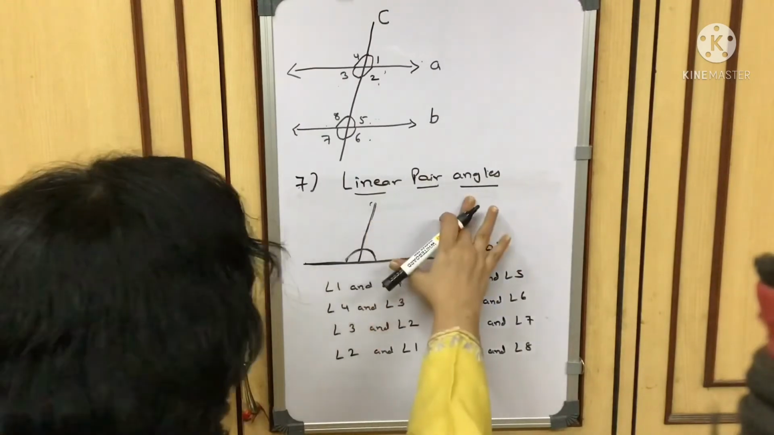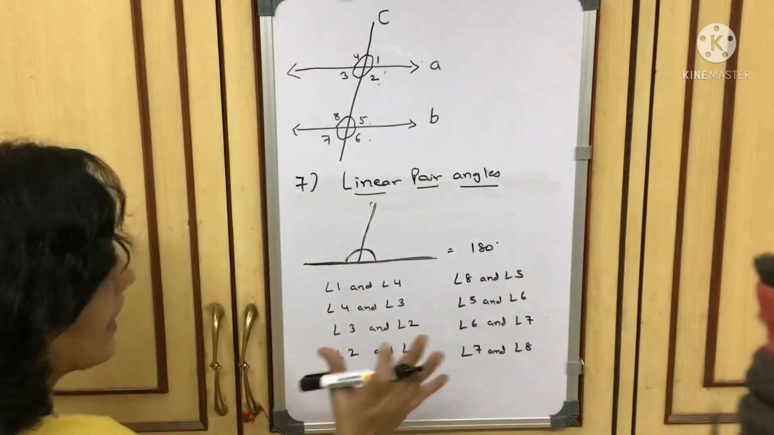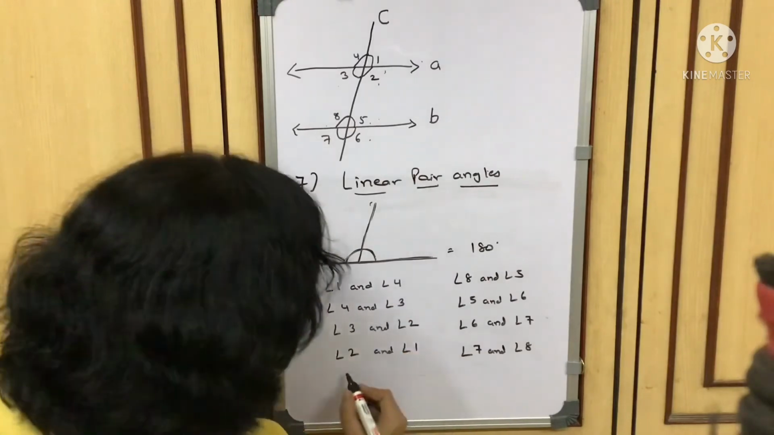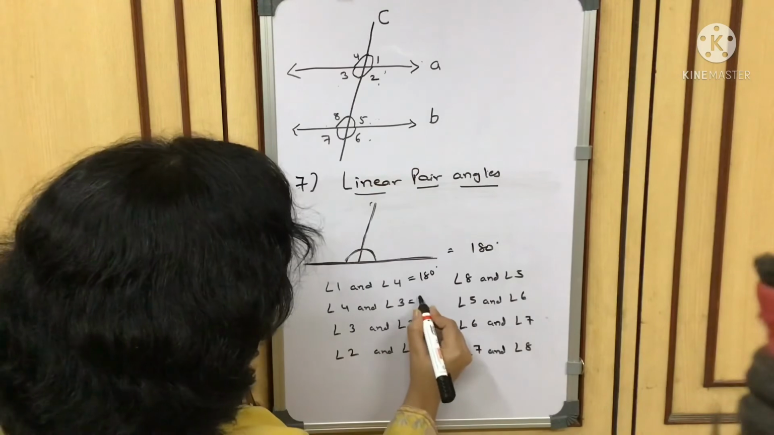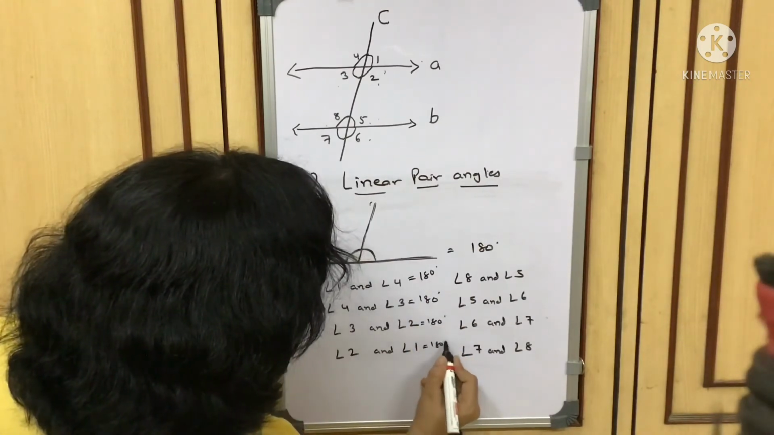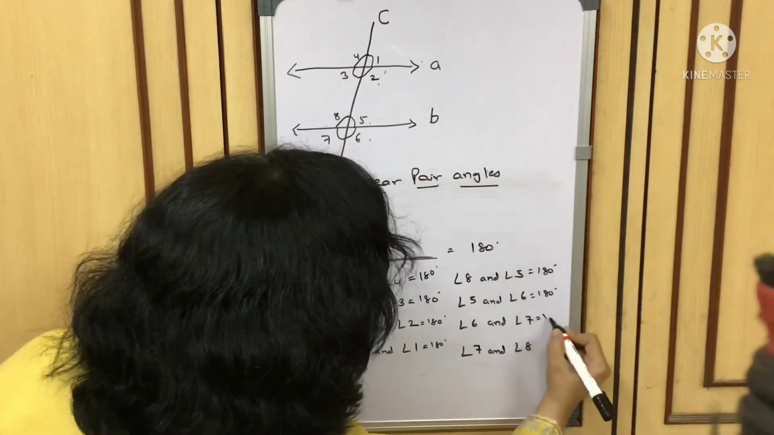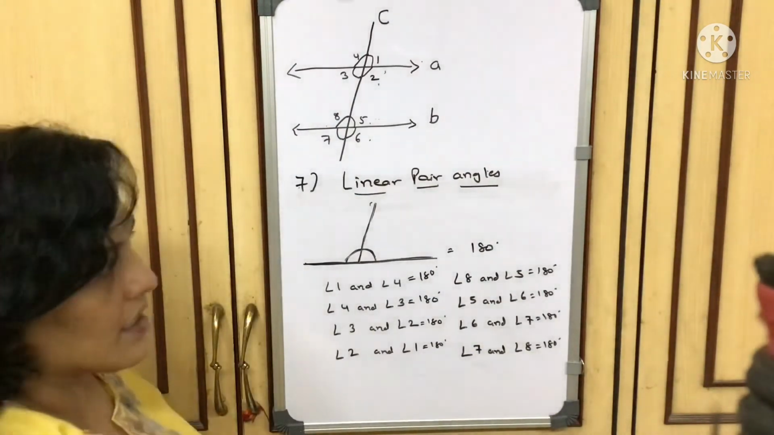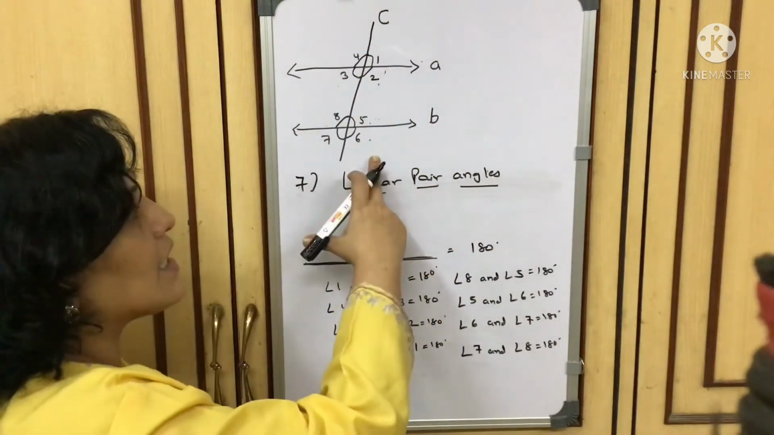Now when I say linear pair angles, means the total of these angles will be always 180 degree. If I add 1 and 4, it will be 180 degree. The sum of all these angles will be 180 degree because they are linear pair. So these were the 7 types of angles which will form when there are 2 parallel lines and a transversal is passing through.